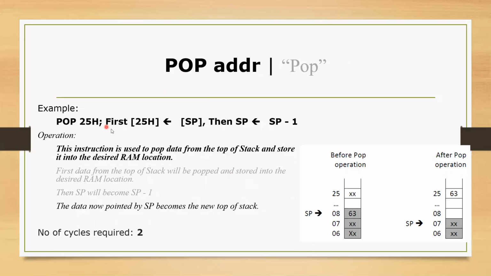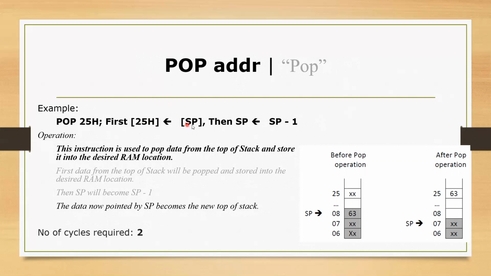Pop operation means we are taking data. Push means we are storing data to the stack, and pop means we are taking data from the stack. As we discussed about the stack, it is last in first out, so whatever data we push to the stack last will be popped out first. Next is the pop operation, pop address. Pop 25 hex means first the data is copied from the stack top.